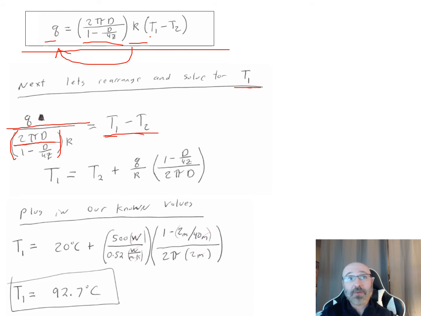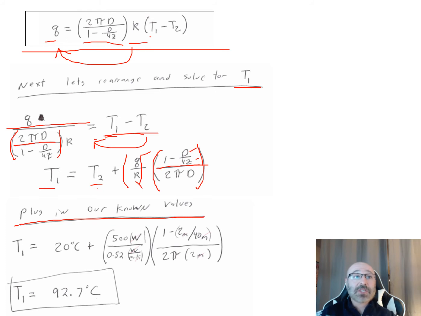Now if we want T1 by itself, we can add the T2 back over to this side. So we're left with T1 is equal to T2 plus Q over K, as we rearrange and pull those out of that relationship, times now 1 minus d over 4z divided by 2 pi d. Now we have some known values. We know our D value, we know our Z value, we're given our Q value, we looked up our K value, and we have our T2. So we can start plugging in our known values.